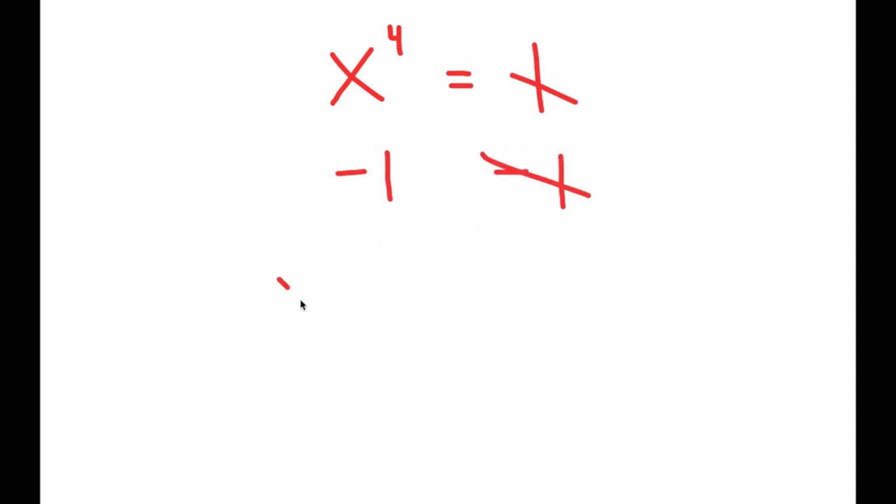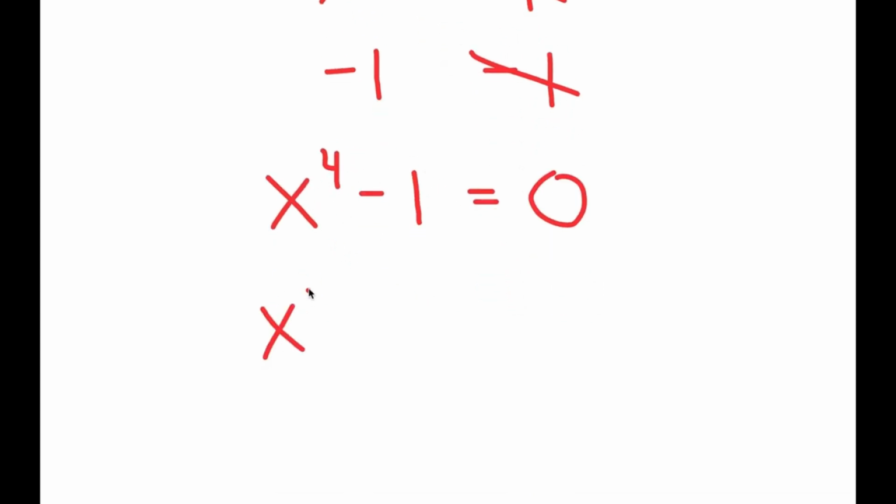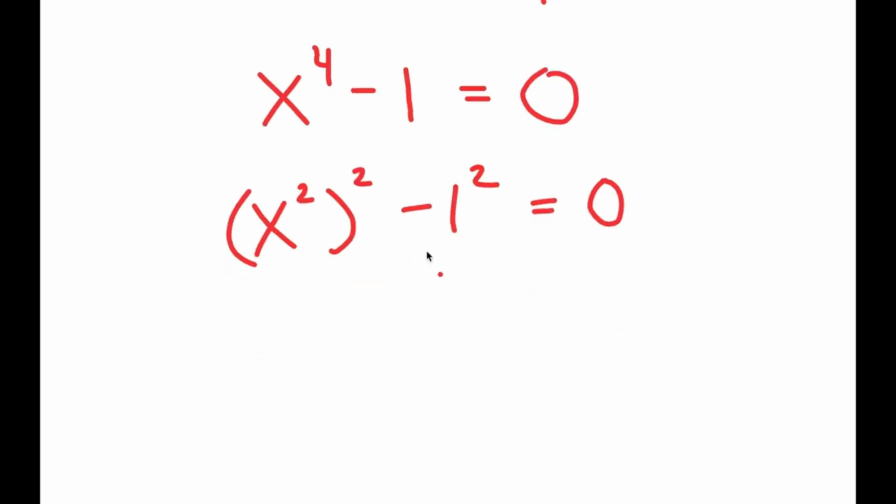Alright, so in this video, I'm going to solve the equation x to the power of 4 is equal to 1. So to solve this, I'm going to first start by subtracting both sides by 1. So I get x to the power of 4 minus 1 is equal to 0. Now I can rewrite x to the power of 4 as x to the power of 2 to the power of 2, and 1 as just 1 squared. 1 squared is the same thing as 1.